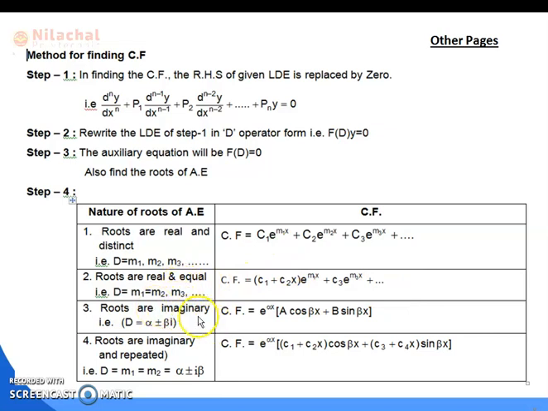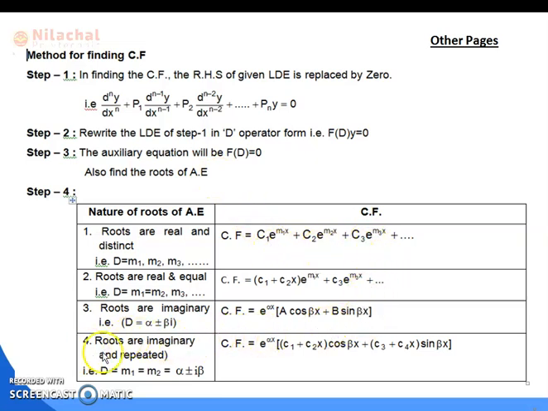If your roots are imaginary, meaning complex numbers alpha plus minus beta i, then your CF equals e to the power alpha x (A cos beta x plus B sin beta x). Here A, B, C1, C2 are all arbitrary constants, and that depends upon the order of the differential equation. If your auxiliary equation is a quadratic equation, you use two constants C1, C2. If it is a cubic equation, you use C1, C2, C3. Likewise you have to write.